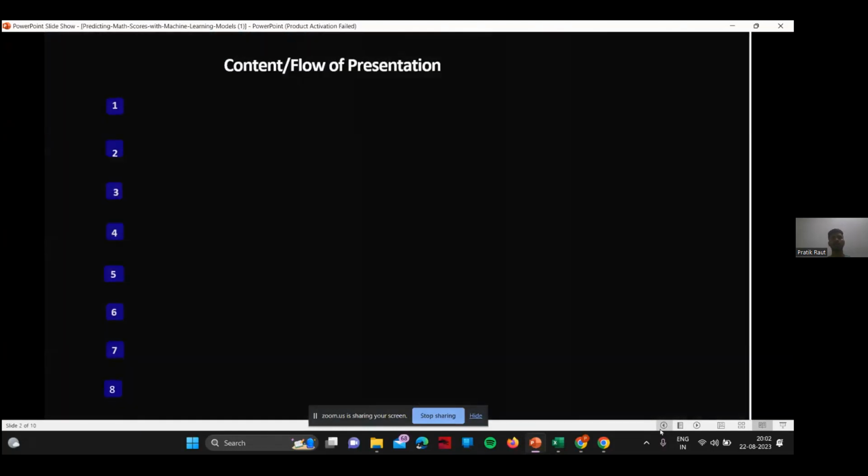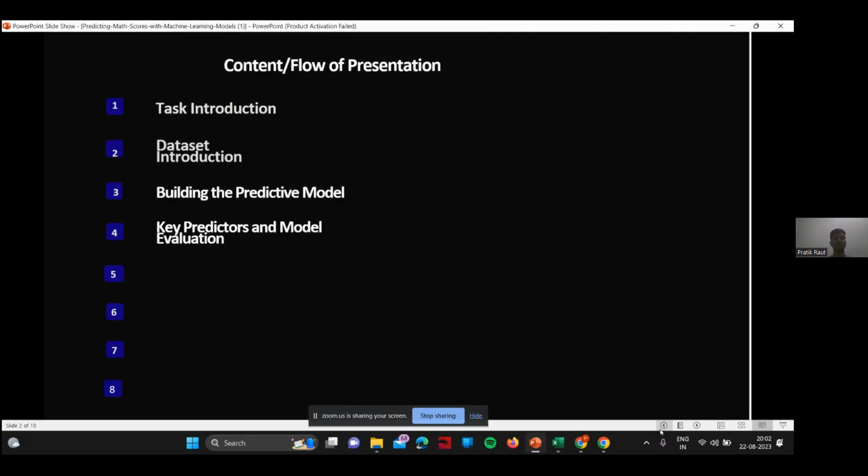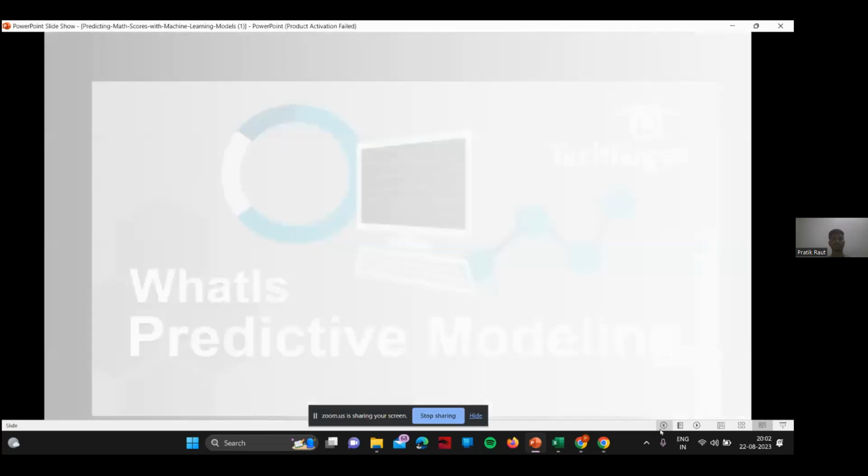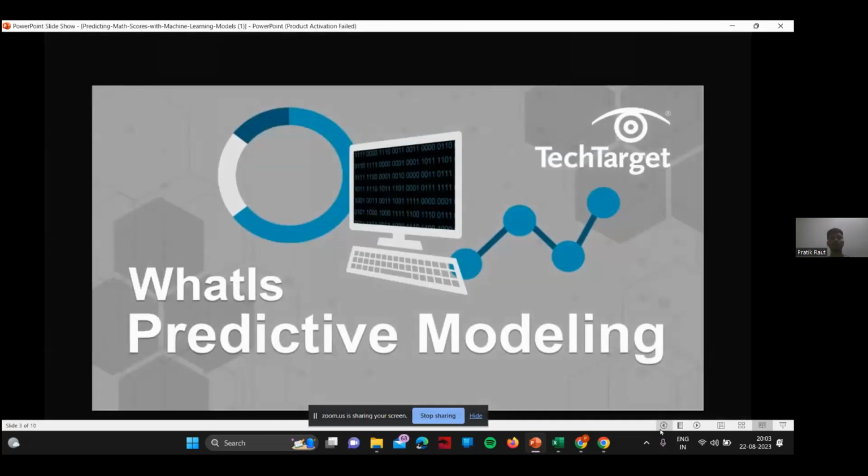Here is the content and flow of my presentation. First of all, I explain the task introduction, then data set introduction, then building the predictive model, then key predictors and model evaluation, then demonstration of my work, then conclusion and recommendation, then references, and then Q&A session. I was allotted a task of predictive modeling of student performance on math score.